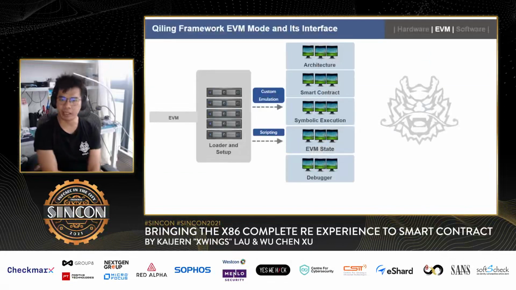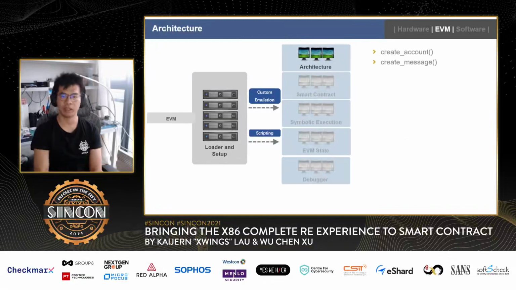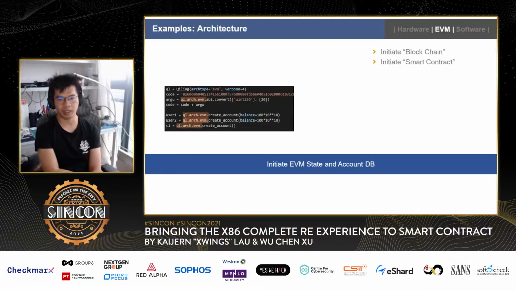So there are certain modes that we would like to talk about. We're going to start with the architecture, the smart contract, the symbolic execution layer, the EVM state, and the debugger. Once we receive a smart contract, either in binary format or hex code format, when you set up the architecture, you can always create account and create message. Those are the two key APIs that we have provided inside the framework. You can start to create an account to tell what the balance inside the smart contract is. You need to tell the smart contract how many accounts there are, how many users, and how many tokens each account has.